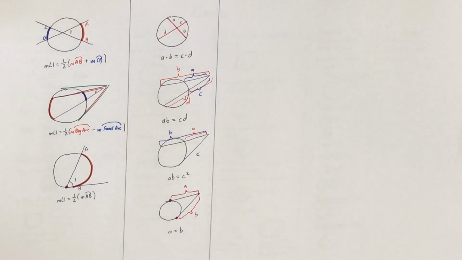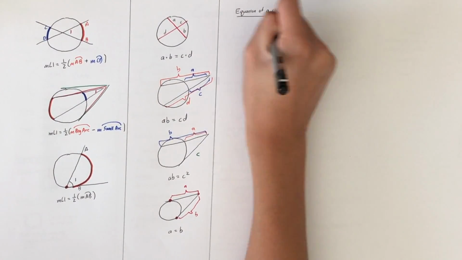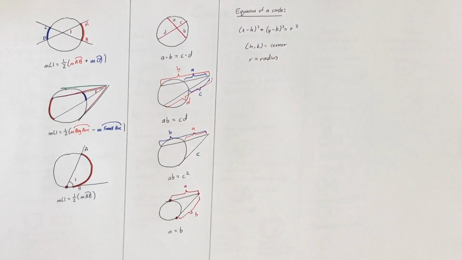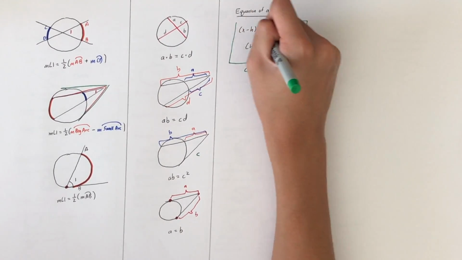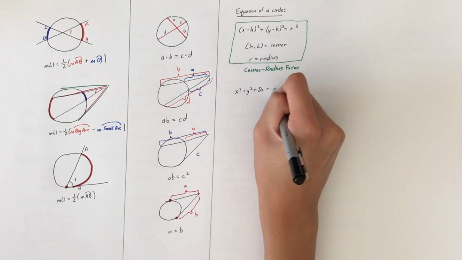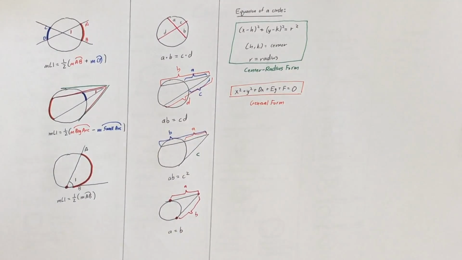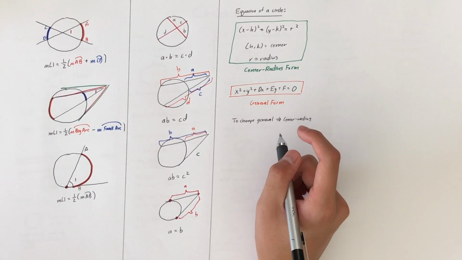Finally, if you want to graph circles on a coordinate plane, the equation to do so is called center-radius form. (x minus h) squared plus (y minus k) squared equals r squared, where (h, k) is the center and r is the radius. As I mentioned, this is called center-radius form. General form is x squared plus y squared plus dx plus ey plus f equals 0, where d, e, and f are real numbers. If for whatever reason you're given general form and you need to convert to center-radius form, here's how you do it.